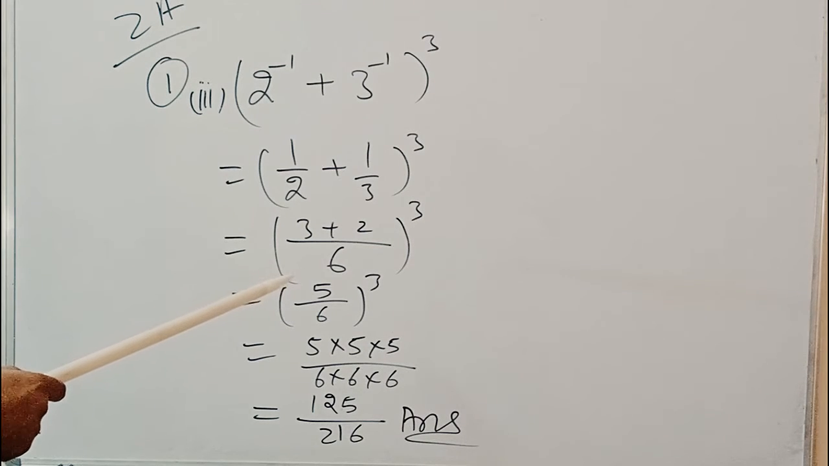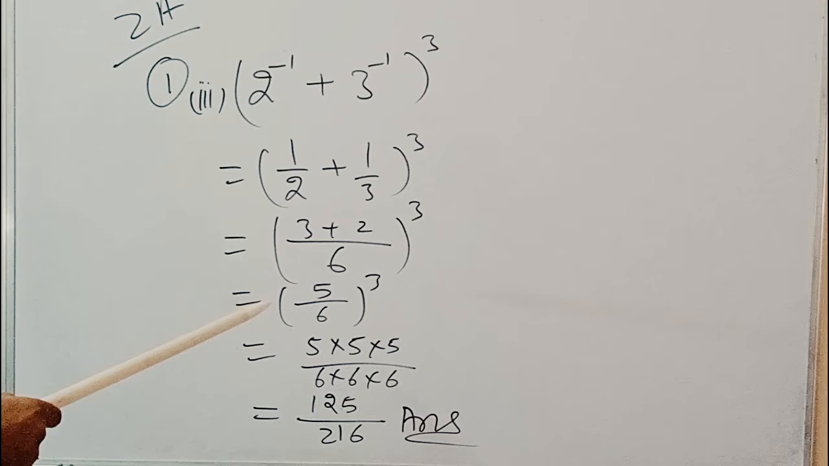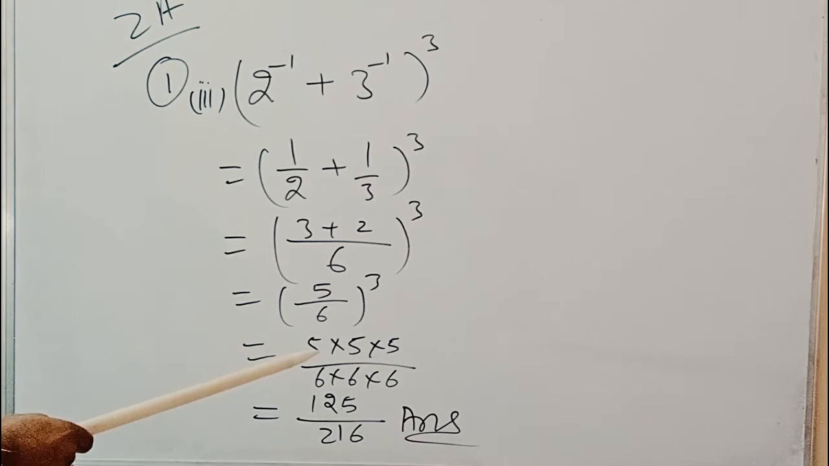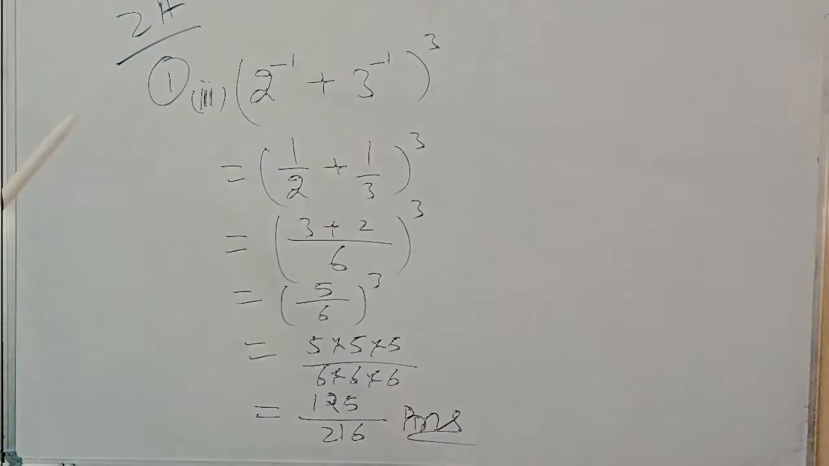Now whenever we have the power 3, that means the number multiplies itself 3 times. So 5 upon 6 multiplies itself 3 times, 5 in the numerator and 6 in the denominator. So 5 into 5 into 5, and in the denominator 6 into 6 into 6. That will give 125 upon 216. That is the answer of question number 1.